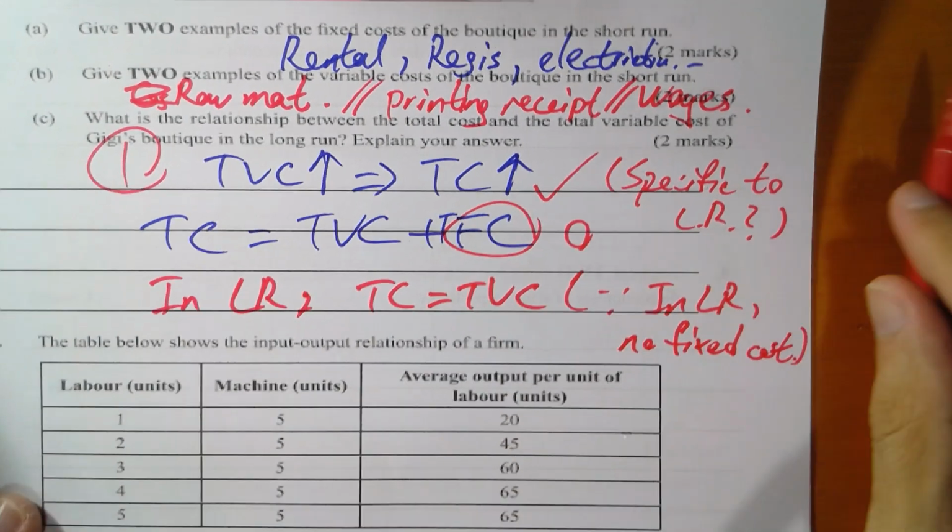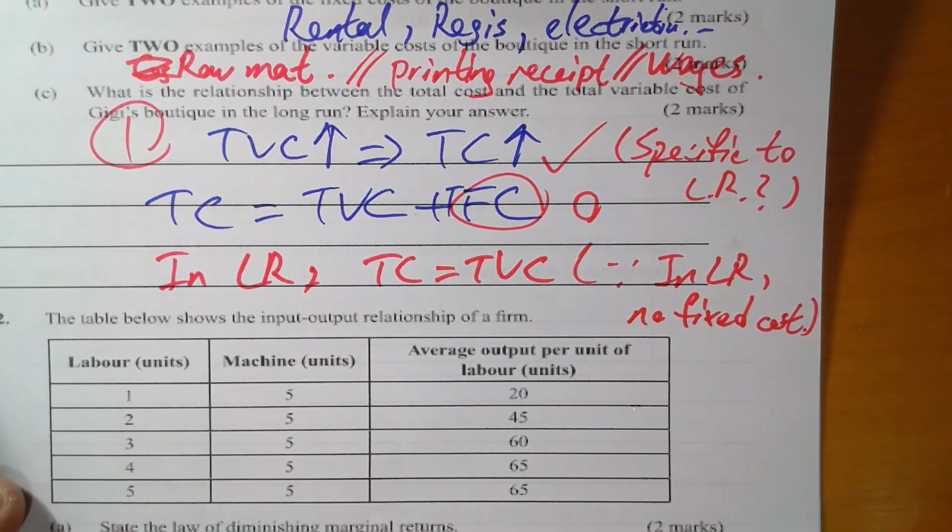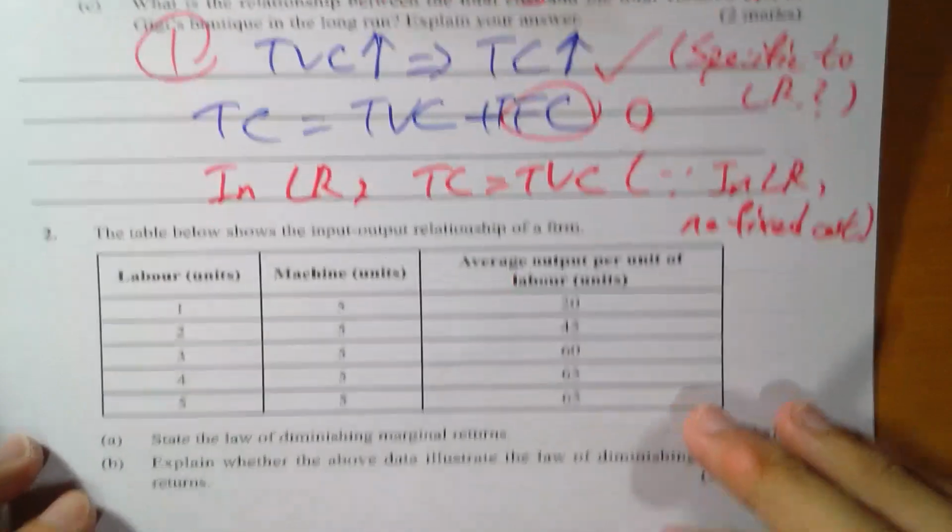Because there is no fixed cost, in the long run, are these two equal? This is good enough for 2 marks. Okay, is that okay? Let us move on.